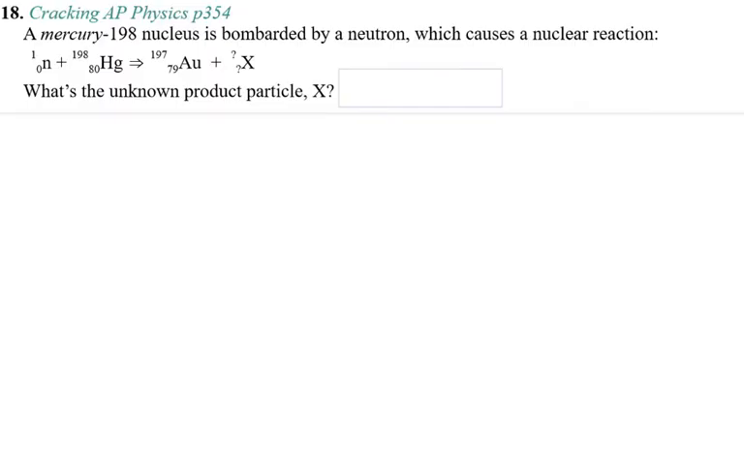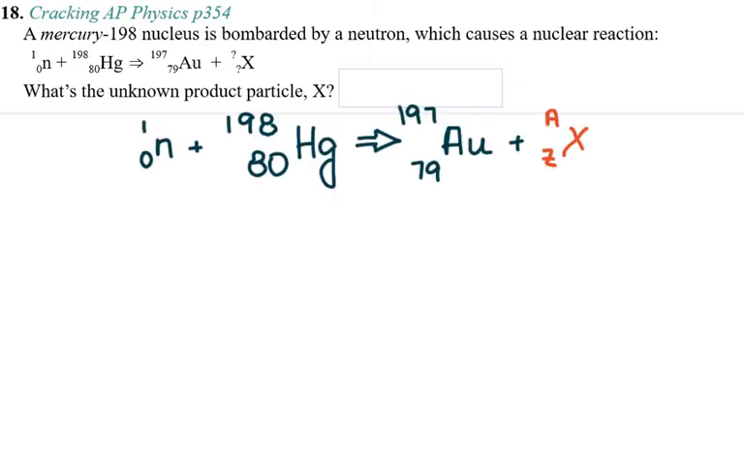Here is the first question. A mercury-198 nucleus is bombarded by a neutron, which causes a nuclear reaction, and they show you the equation for the reaction. What is the unknown product, particle X? The sum of the protons on both sides of the equation should match. On our side, the sum of the protons is 80. On the other side, it has to be 80 as well. So I see that Z, the atomic number, has to be 1.